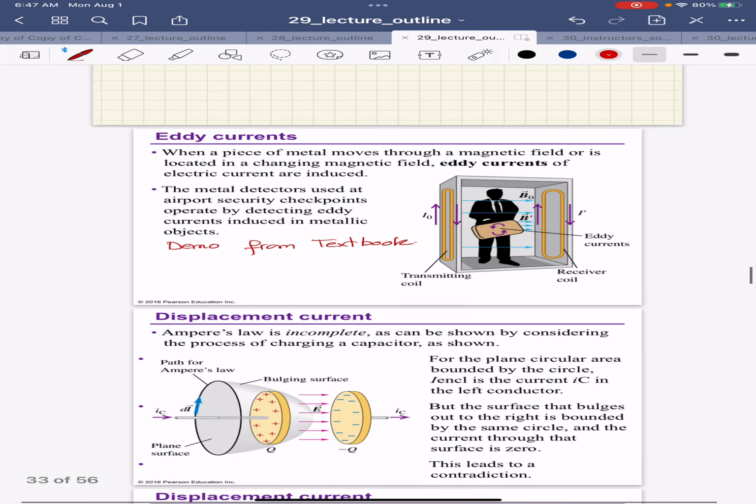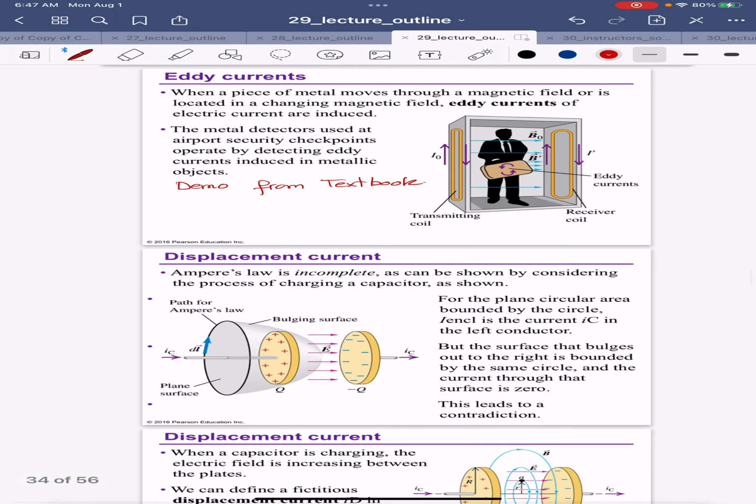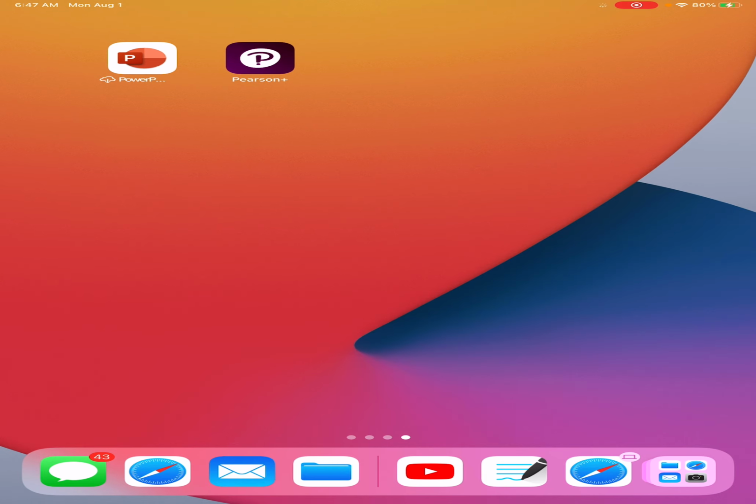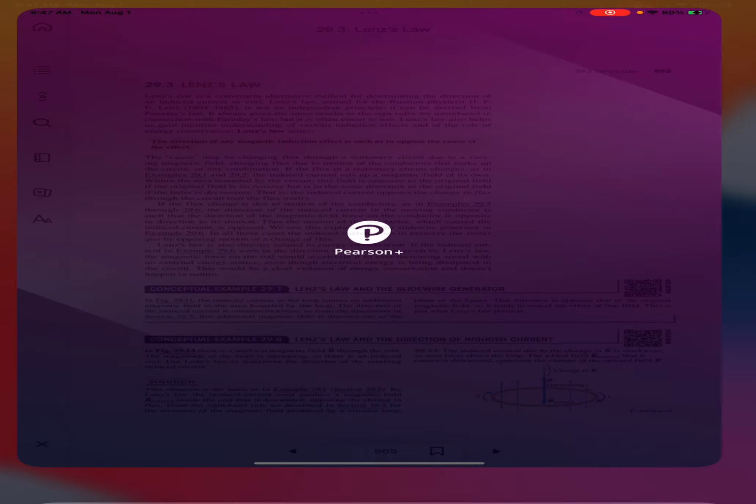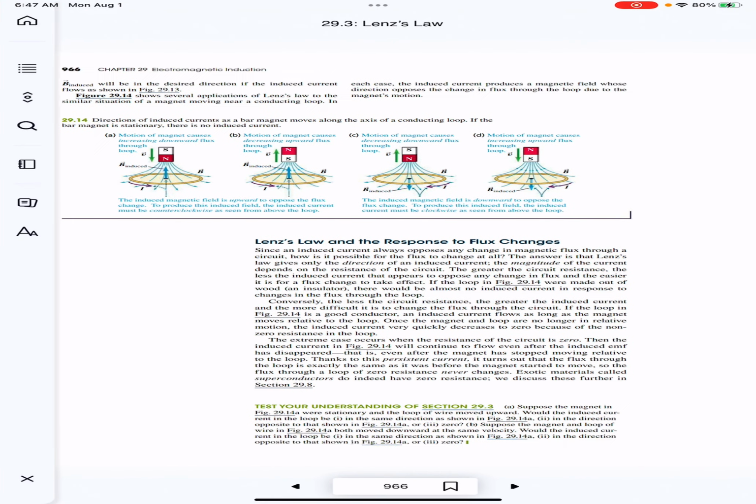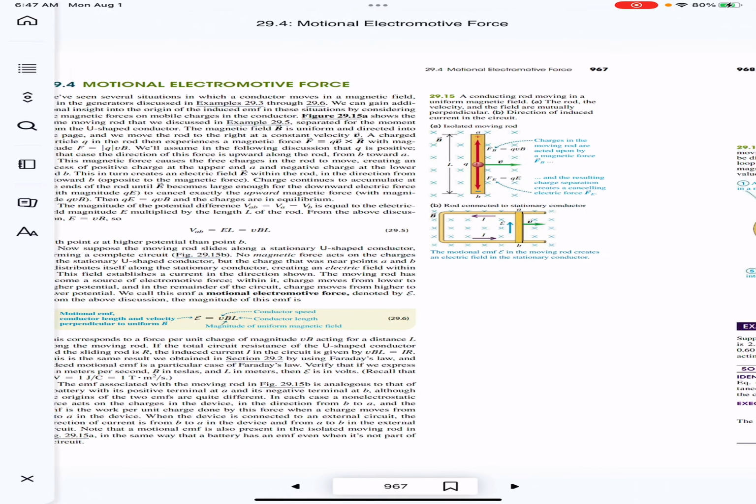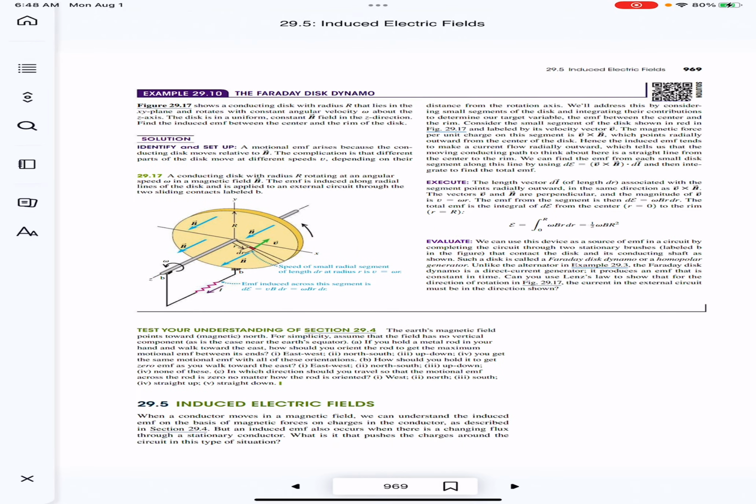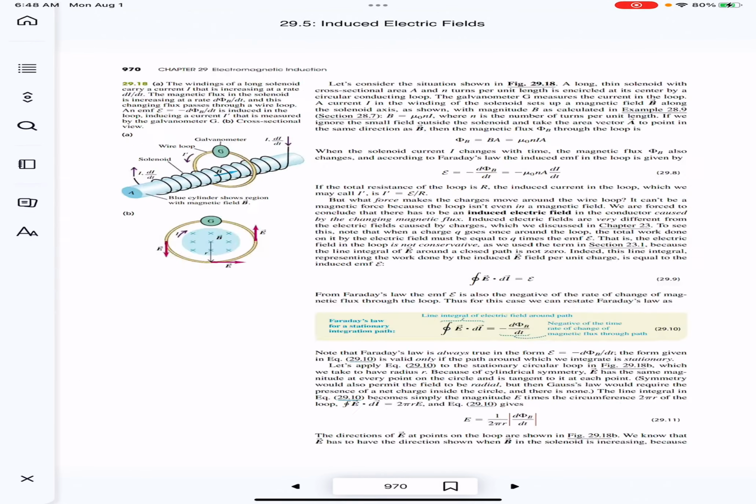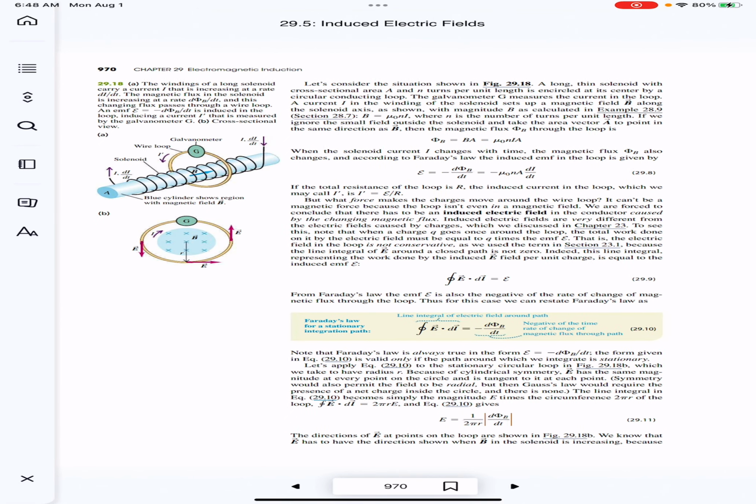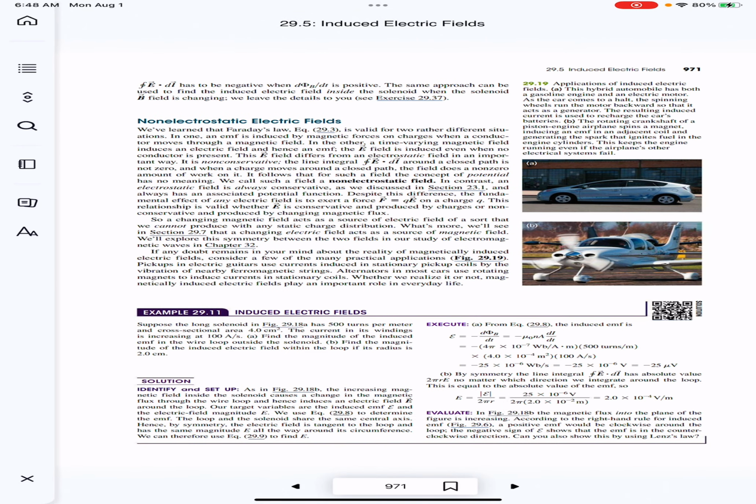The eddy currents demo is just to show you how different metals respond differently.